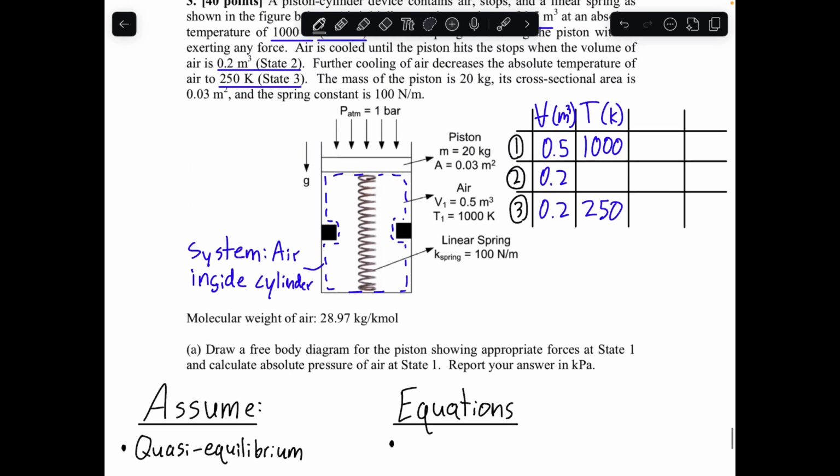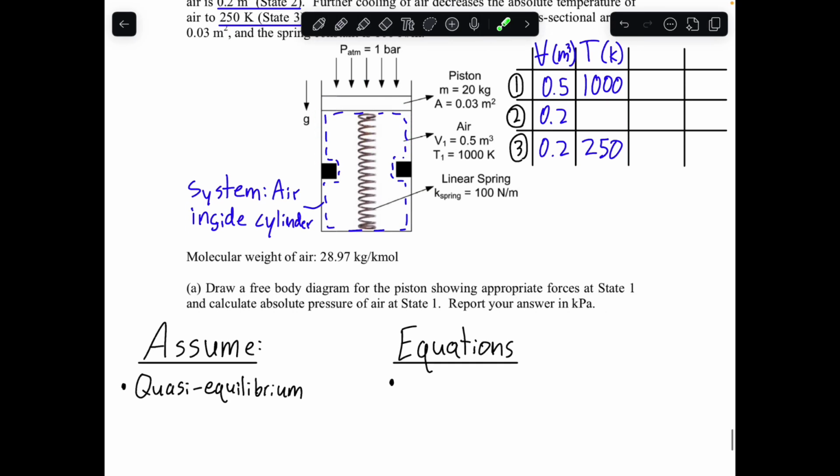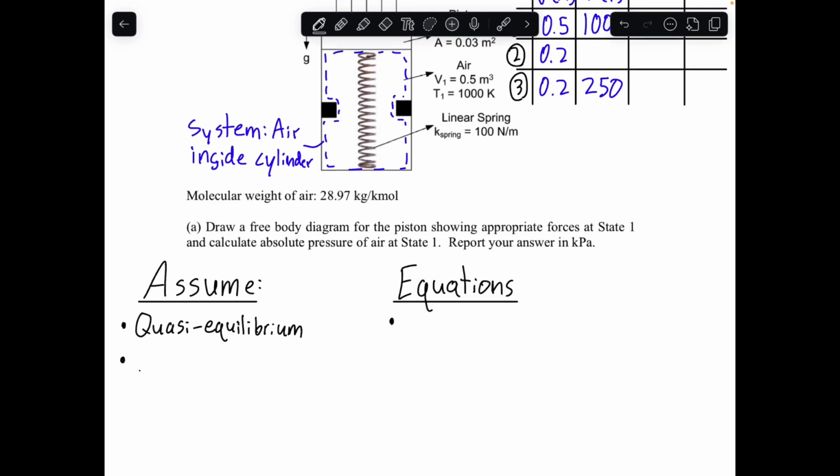And then another one that we made last time was that as this piston moves down, it's not rubbing against the walls. They don't give us any information about any friction coefficient or anything like that. So we can just neglect the friction between the piston and the cylinder. So I will write neglect friction.